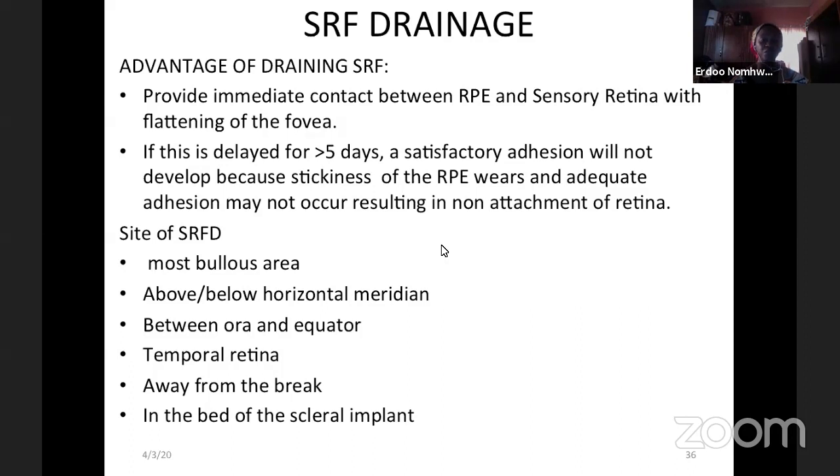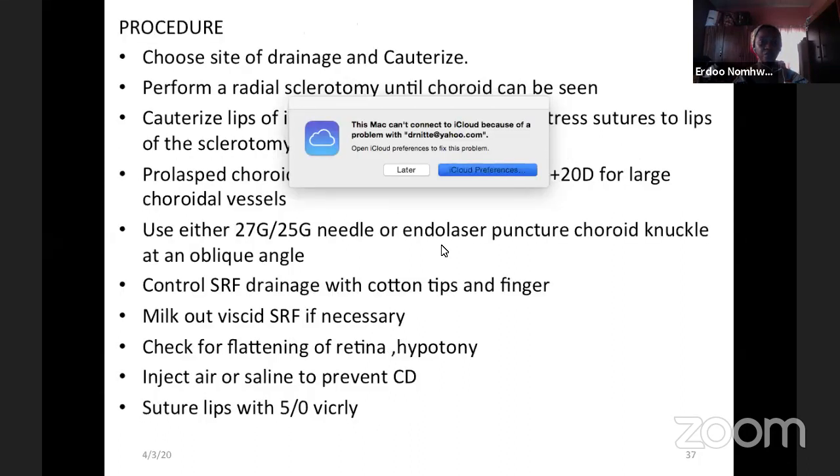Then there are some sites, when you want to do a subretinal fluid drainage, which you should aim for. You should go for the most bullous area. You should go above or below the horizontal meridian in a bid to avoid the vortex veins there. Then usually between the ora and the equator is a good place to go. Then the temporal retina, because you have more access when you're coming temporally, and away from the break. And also, if you have a scleral implant in place, like when you're doing this together with the scleral buckle, usually in the bed of the scleral implant would be better for you to drain.